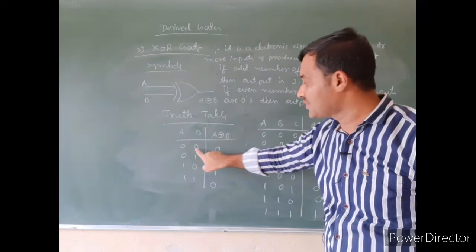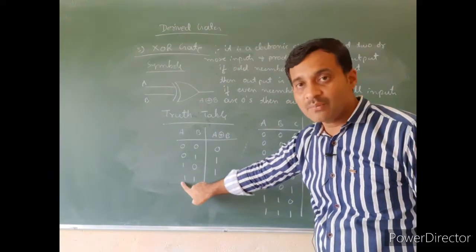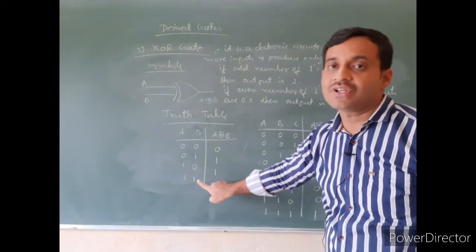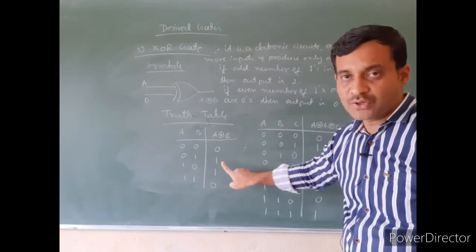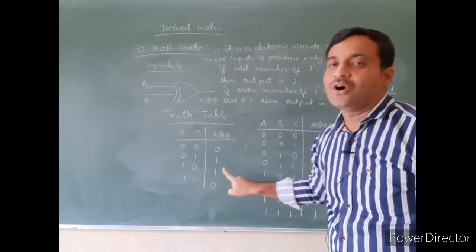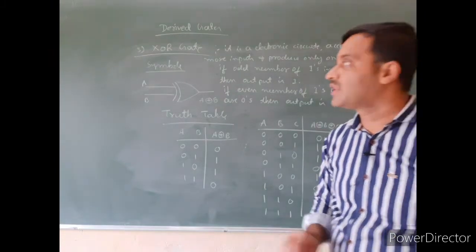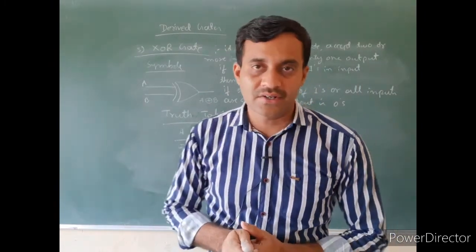If all inputs are 0, or there is an even number of ones in the input, then the output is 0. Odd number of ones, output is 1. Even number of ones, output is 0. That is the working principle of the XOR gate.